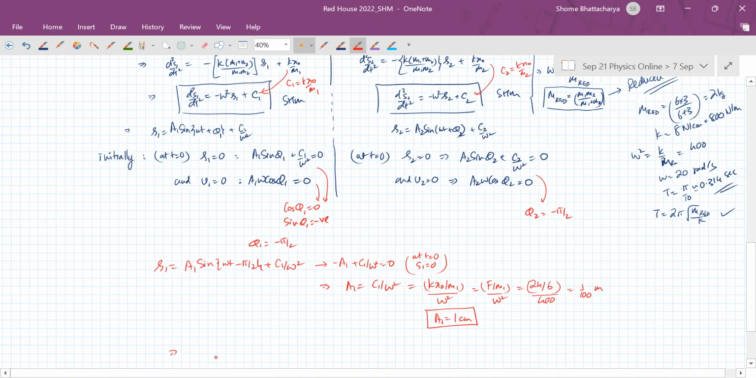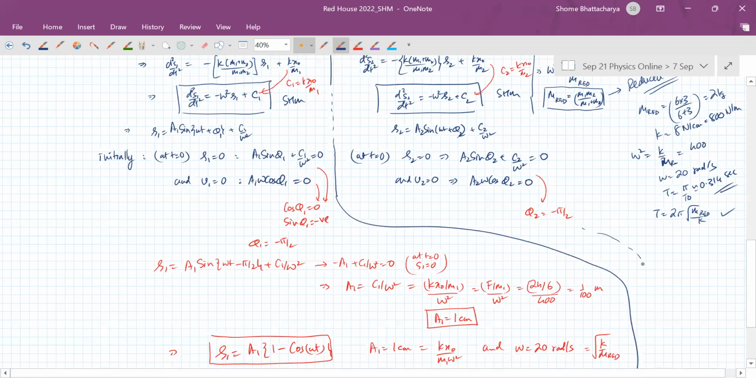So from this, we are seeing that S1 as a function of time will actually become A1 into 1 minus cos omega t, where A1 is equal to 1 centimeter, that is Kx0 upon M1 omega square, and omega is equal to 20 radians per second, that is the square root of K upon reduced mass. And like this, we will find the equation for the other one also. It will be very similar.